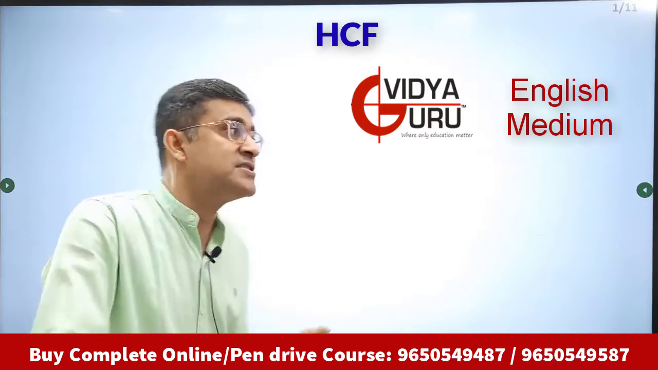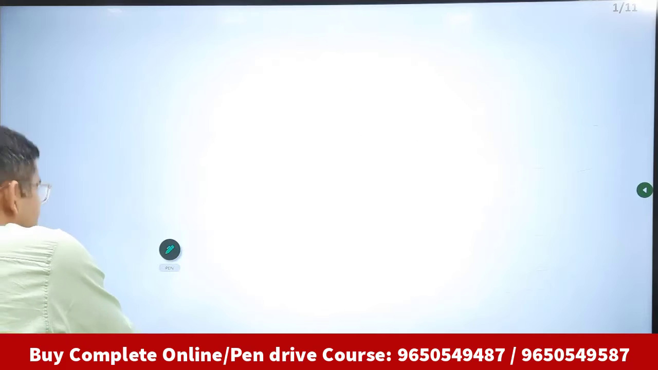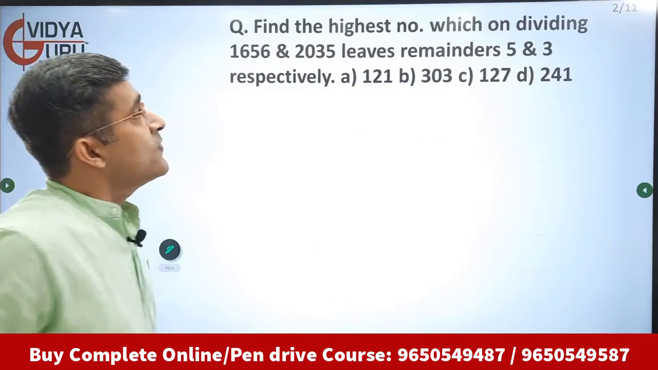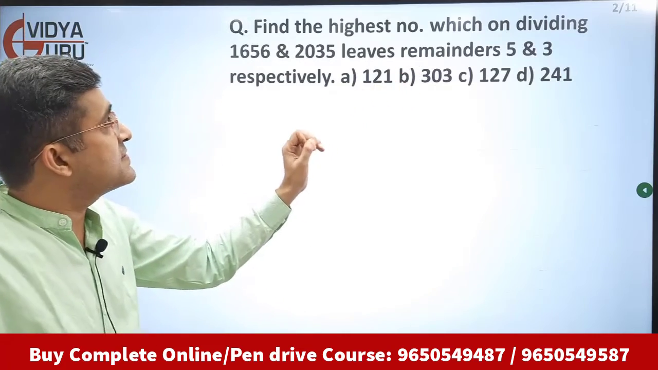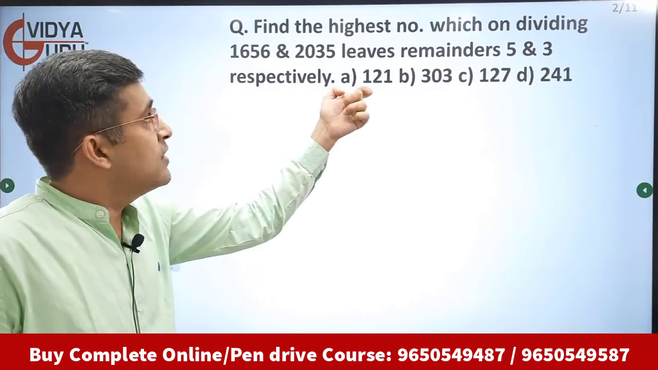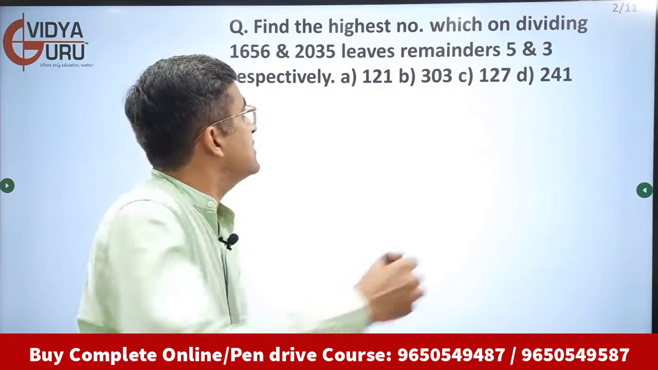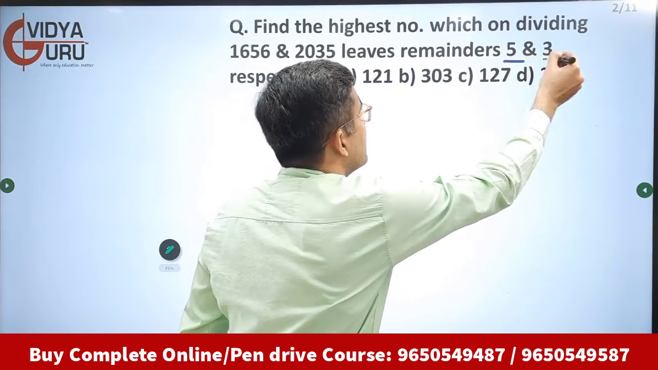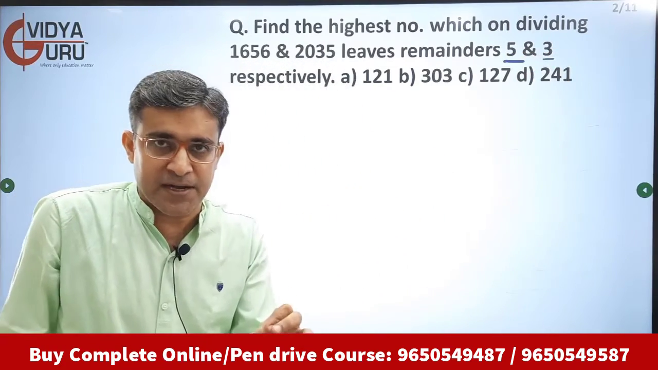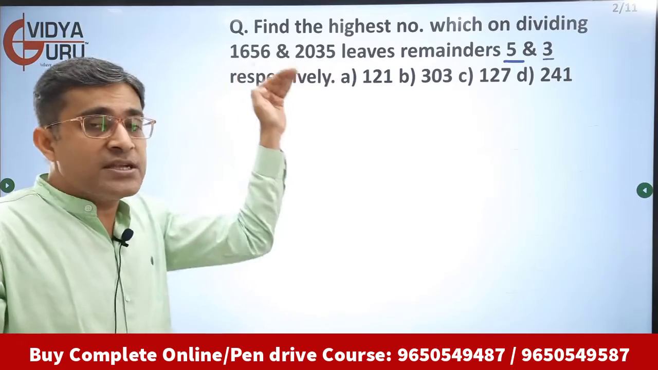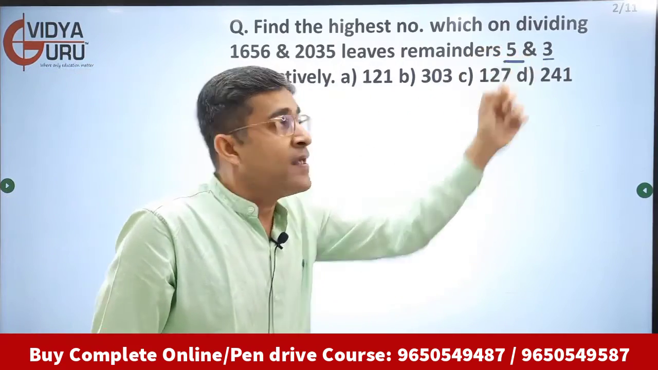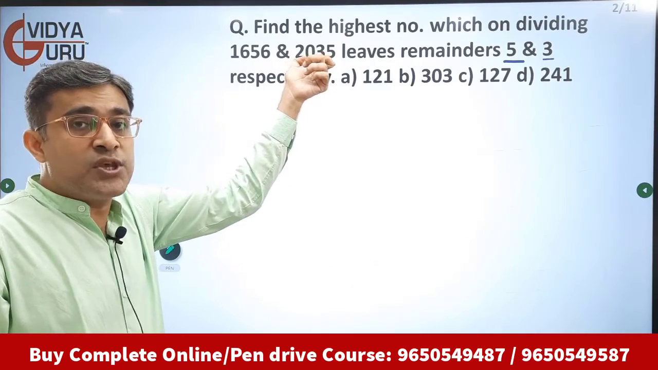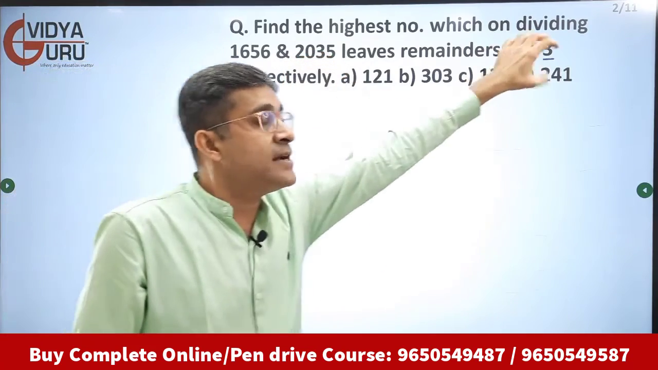Let's move on to the first question. Let's see what is given on your screen. Find the highest number which on dividing 1656 and 2035 leaves remainders 5 and 3 respectively. That means this number does not divide 1656 completely. It leaves a remainder 5, and when it divides 2035, it leaves a remainder 3.